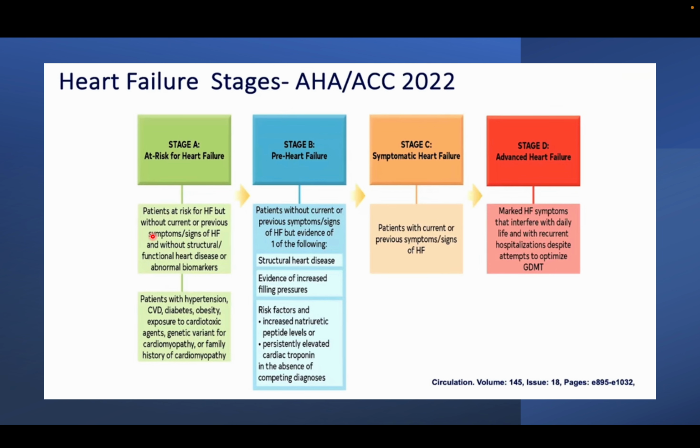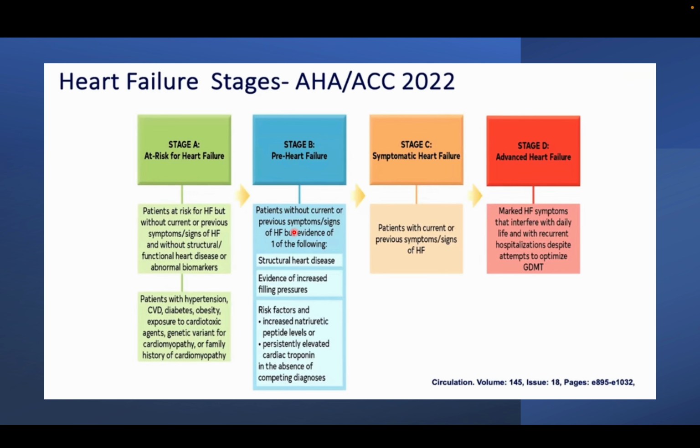What is stage A? Stage A is any patient with hypertension, cardiovascular disease, diabetes, obesity, exposure to cardiotoxic agents like chemotherapy and cardiotoxic drugs, or any genetic cardiomyopathy risk factor, or a family history of cardiomyopathy. These are all at risk of heart failure and come under stage A. Per se, if diabetes or hypertension is there, they are at risk. They are stage A heart failure per se.